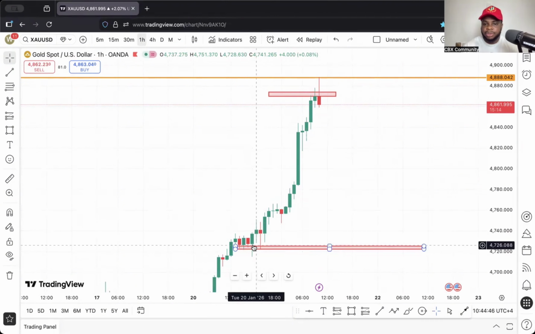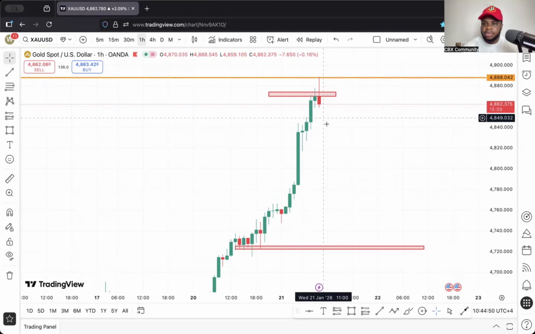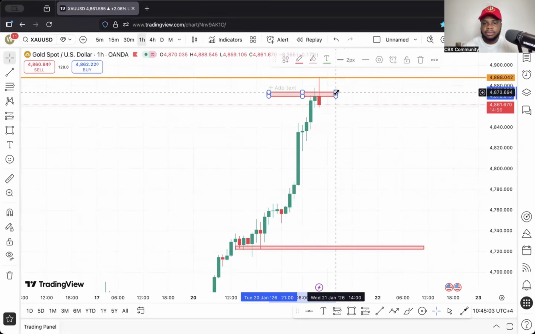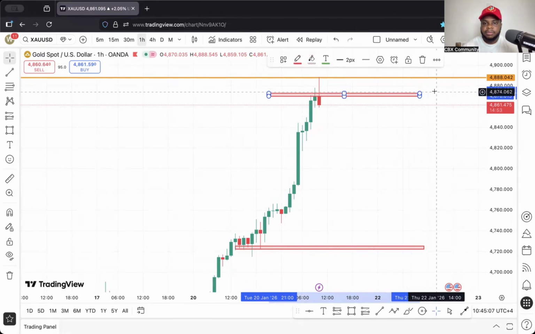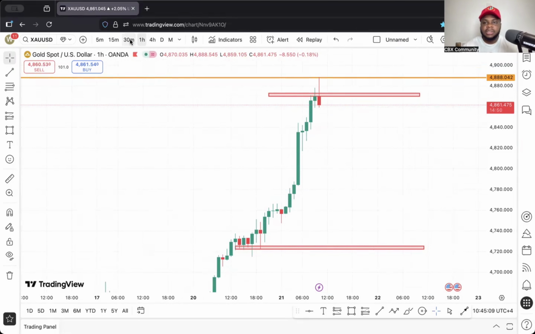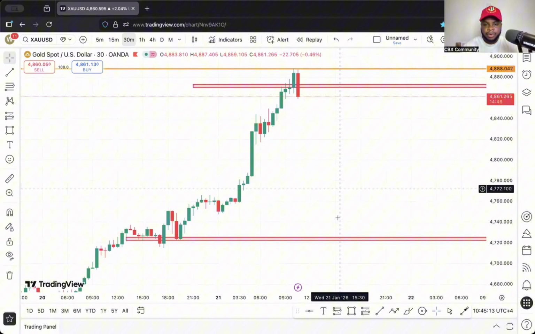But this is a support zone over here, and we are anticipating the candle to close with a bearish candle, for the next candle to also give us a bearish candle. Then the next one should give us a bullish candle, by which that zone will be identified as our recent support. So for now, we don't need to do anything. Let's go to the 30 minutes time frame. So let's adjust this support here.